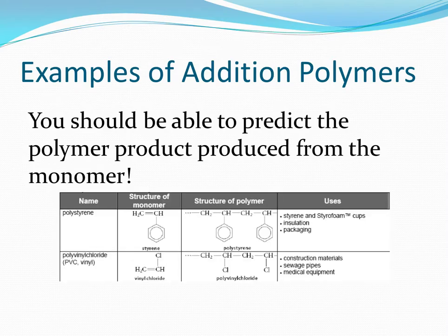Here are a couple of additional examples of addition polymers. Notice how the monomers have double bonds and how the polymer is a repeating chain of the monomer with the double bond removed. It is the double bond portion of the monomer that is linked together.